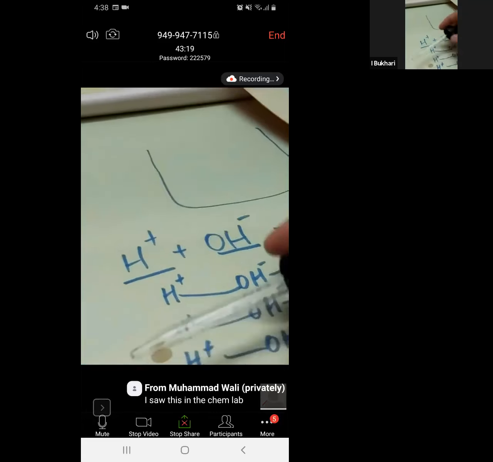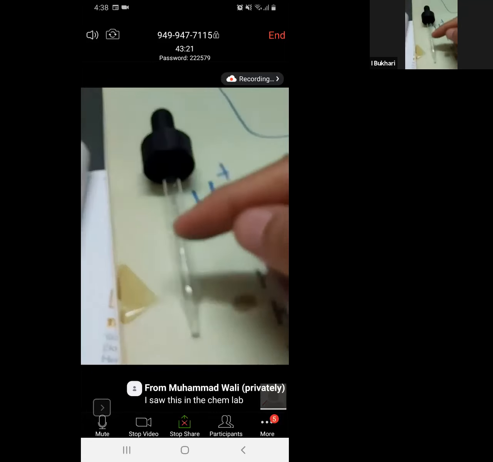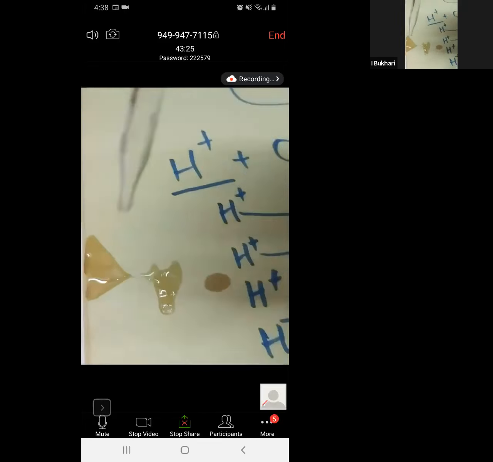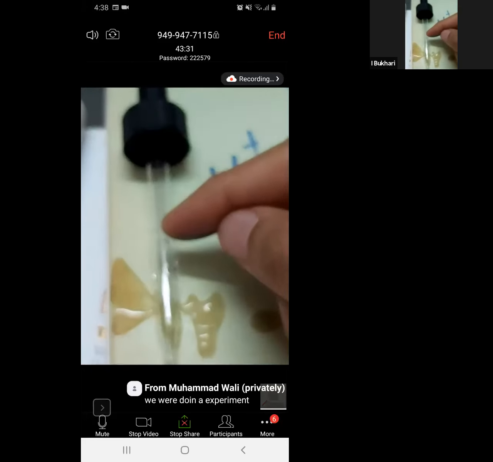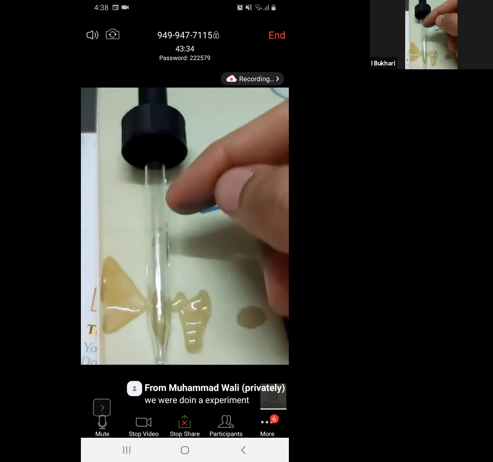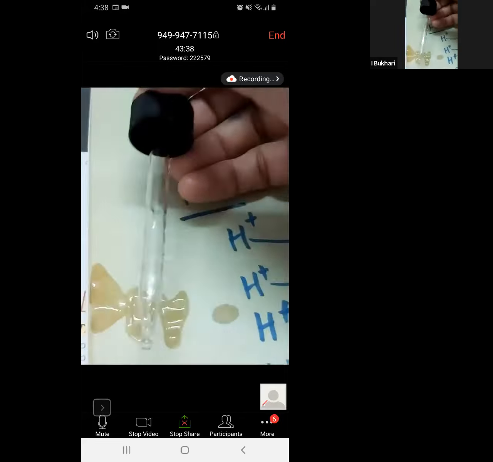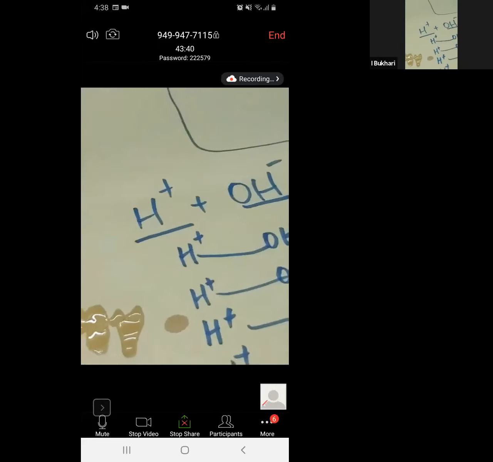So in labs, there are some marks. In the lab, there is a mark, and they suck out and make sure the liquid is up to that mark. That mark can be 25 cm cube, 50 cm cube. So a pipette is used to introduce a known volume.